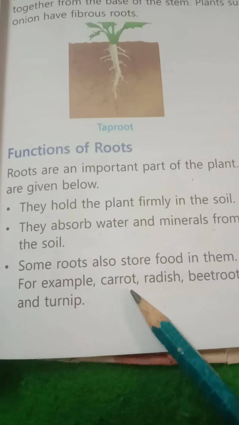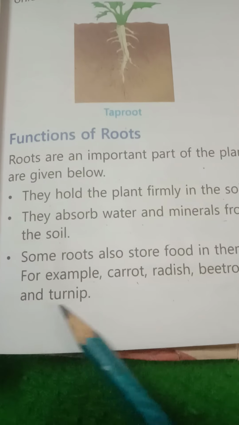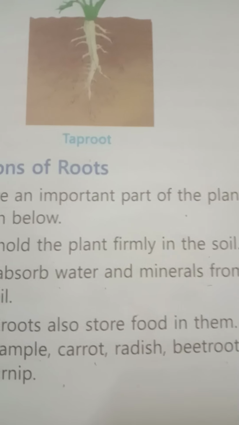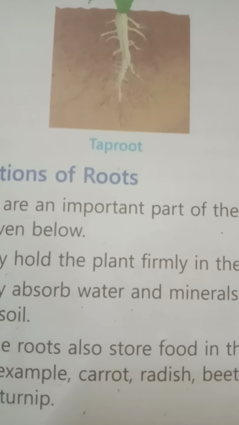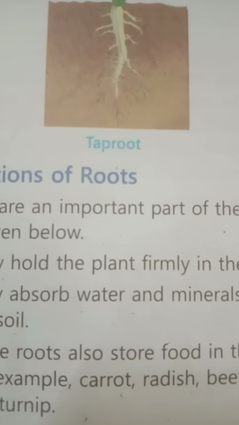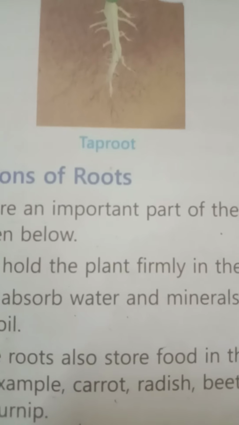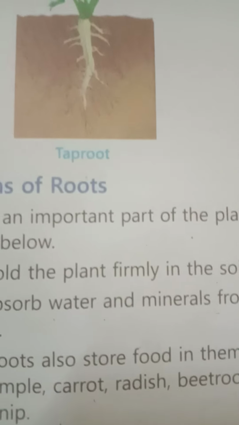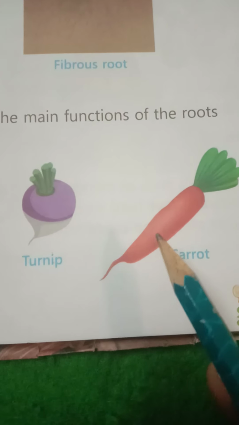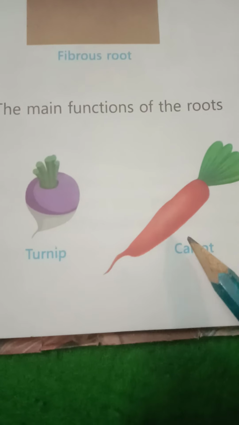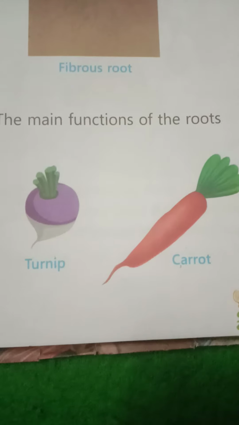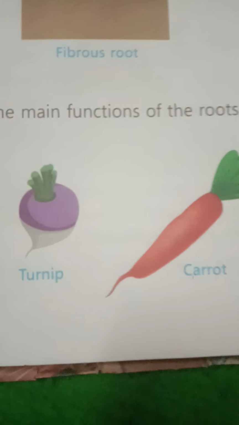Now third, some roots also store food in them. For example, carrot, radish, beetroot and turnip. So roots of some plants store food in them, and humans eat these roots. Examples of such roots are carrot, radish, sweet potato, turnip and beetroot. Student, you can see in this picture turnip and carrot store food in their roots and we consume them, and these are also used in making salads.